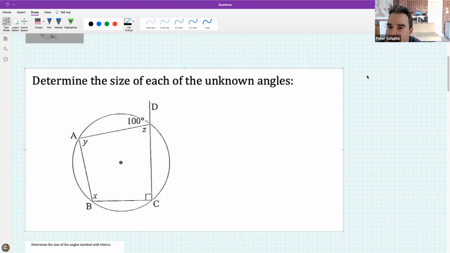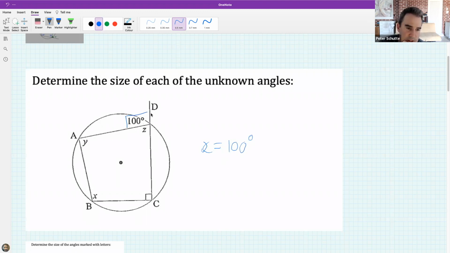So let's have a look. Okay, so I see X's are flying in. And I think most people have noticed that X is the exterior angle. And so this must be 100. What about Z and Y?